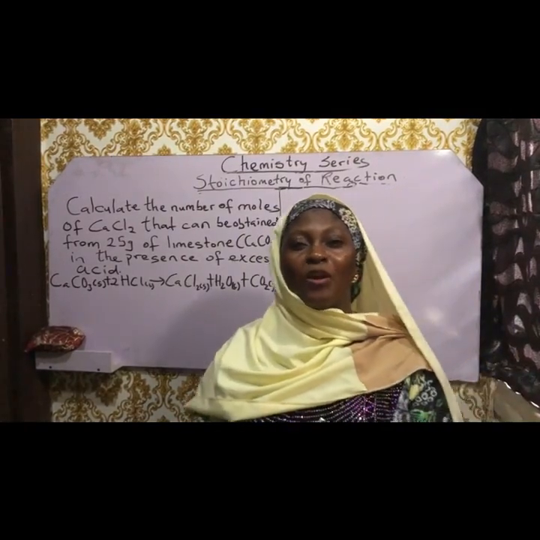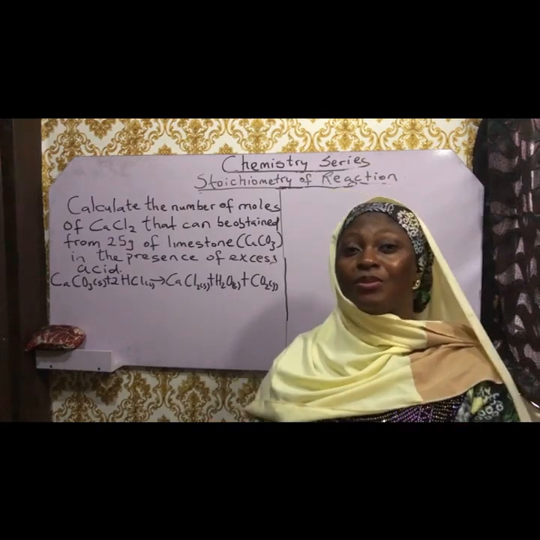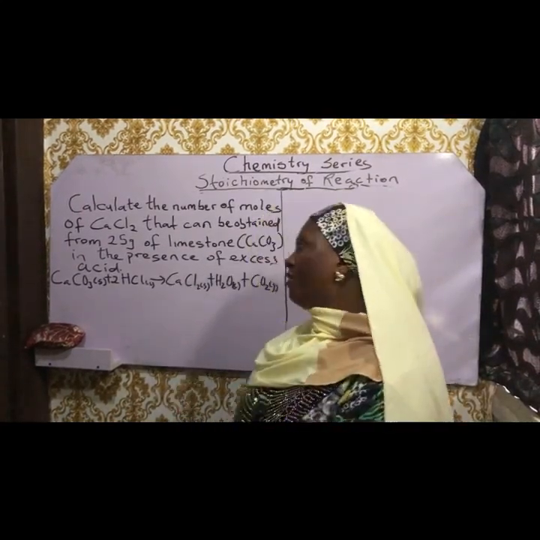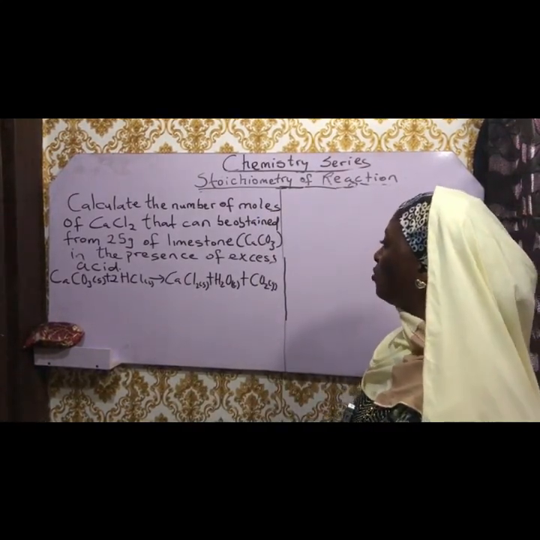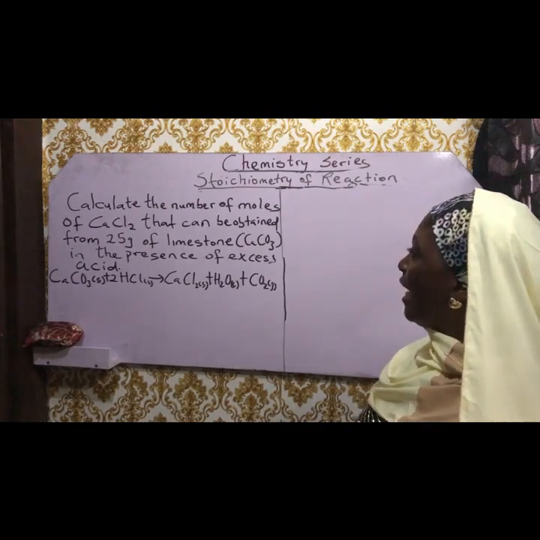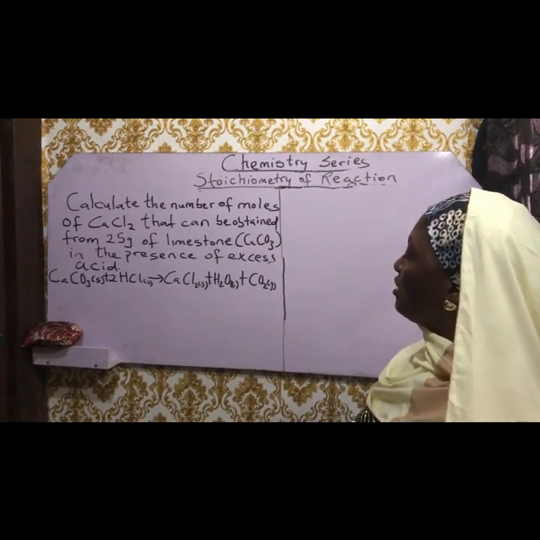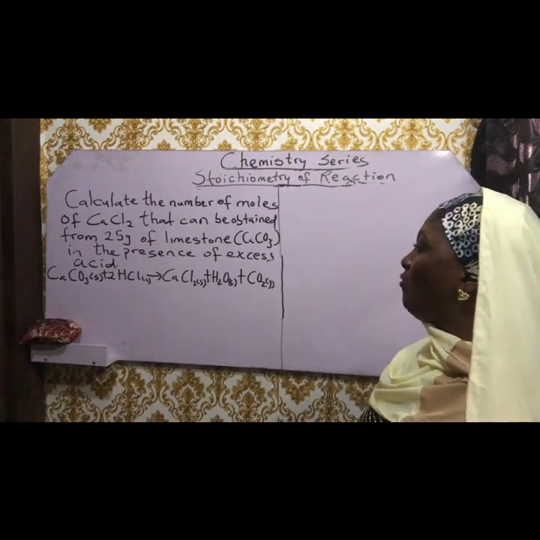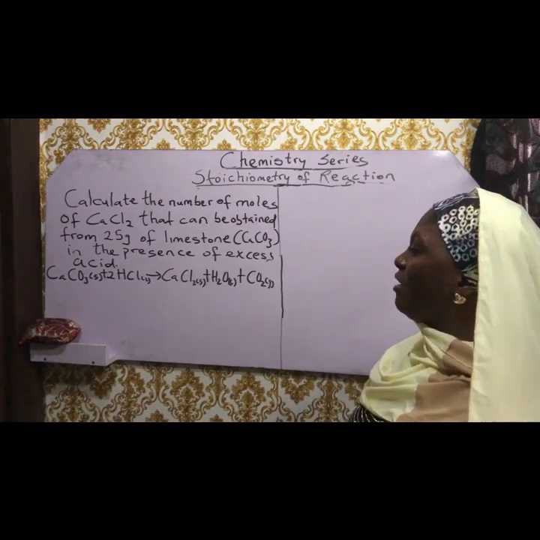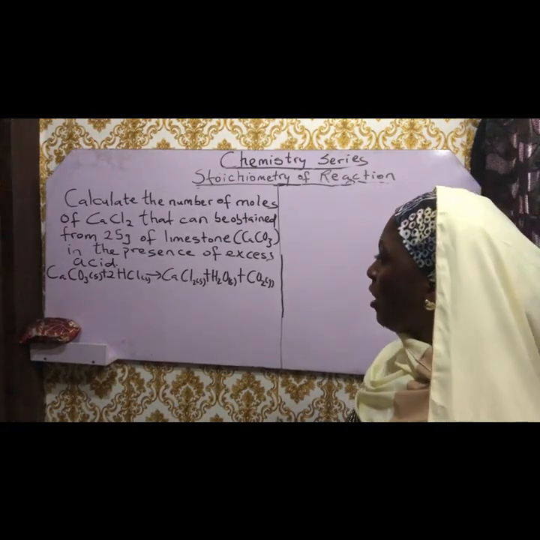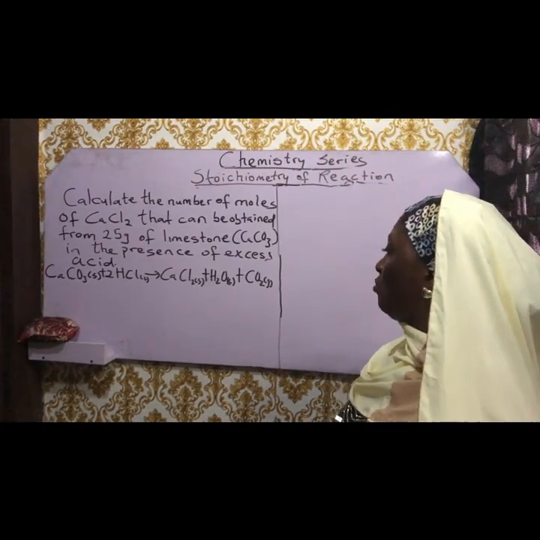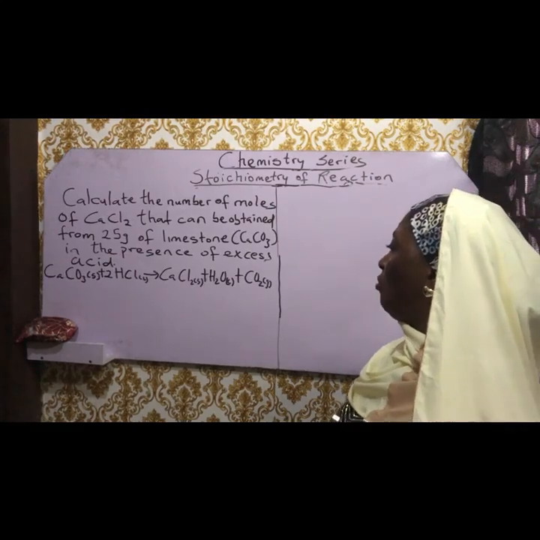In today's class, we are going to be taking more examples on stoichiometry because practice makes perfect. Calculate the number of moles of CaCl2 that can be obtained from 25 grams of limestone, CaCO3, in the presence of excess acid. We have been given the equation of reaction: CaCO3 + 2HCl → CaCl2 + H2O + CO2.